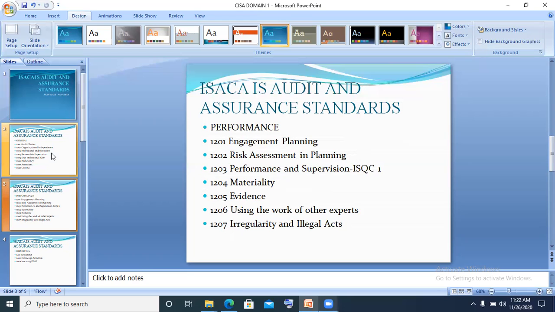1202, risk assessment and planning. So when you are planning an audit, you need to keep your eyes open for areas of highest risk. If something will go wrong in the organization, where will it go wrong in a way that can bring the organization down? So it requires an end-to-end analysis of the business. So you need to understand the business processes so that you understand that for this organization, this is the area. Pareto rule applies. So you need to major on major, you need to minor on minor.